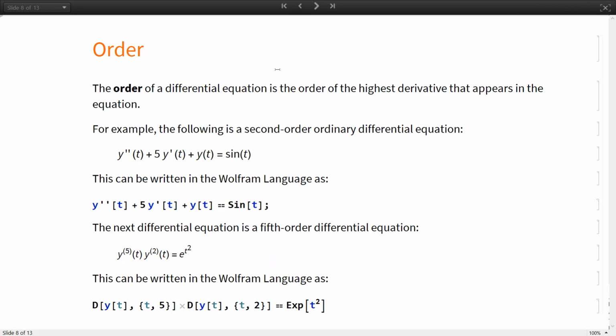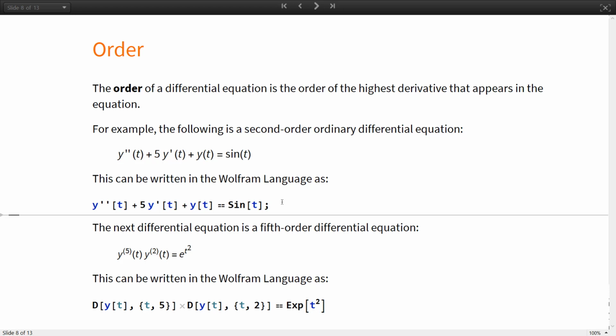The order of a differential equation is the order of the highest derivative that appears in the equation. For example, this here is a second-order differential equation because the second-order derivative term is the highest-order derivative. The derivatives can easily be calculated in the Wolfram language using the prime notation.